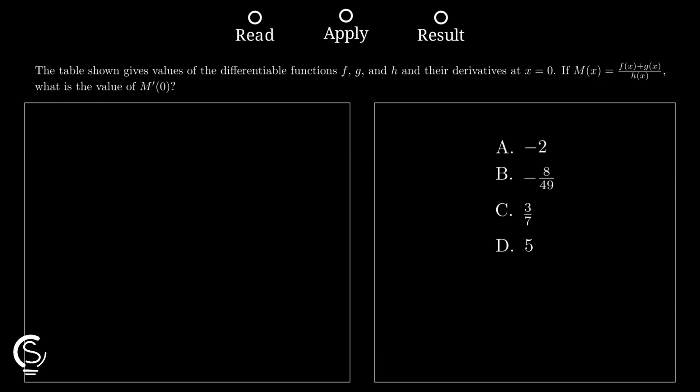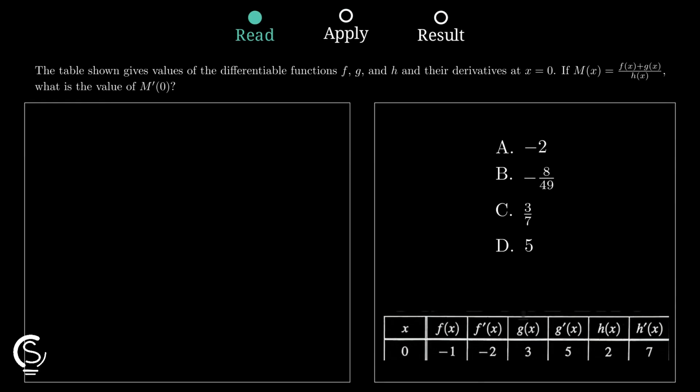Start with the quotient rule for m of x equals the quantity f of x plus g of x over h of x. So m prime is h times the numerator derivative minus the numerator times h prime over h squared. Now plug in x equals 0 using the table values for f, g, h, and their derivatives as given. Then combine the numerator pieces before dividing by h of 0 squared.